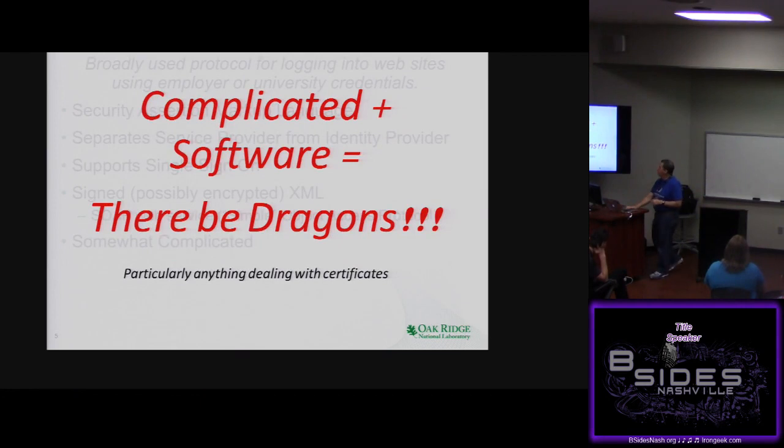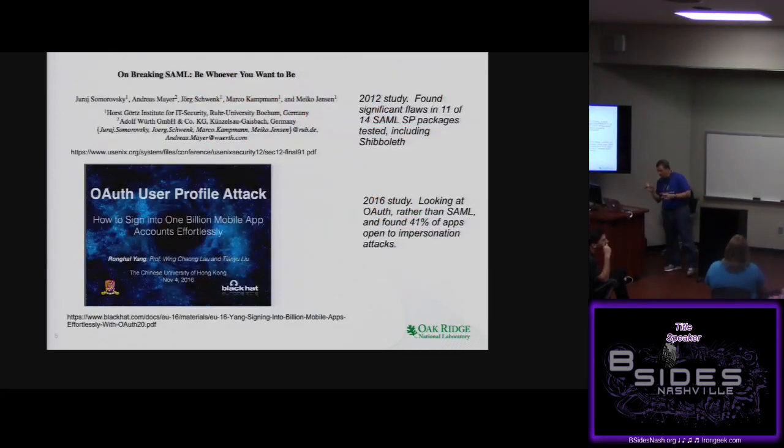So what kind of dragons and what motivated this work? What first got my attention was there was a paper published in 2012, the citation is there, that they found a significant number of flaws in 14 different SAML service provider packages, including Shibboleth. That should scare people, because Shibboleth is by far and away the most widely used SAML service provider, basically by every single university in the country. It is the primary open source provider. Now, Shibboleth has fixed those problems, but that still gets one concerned.